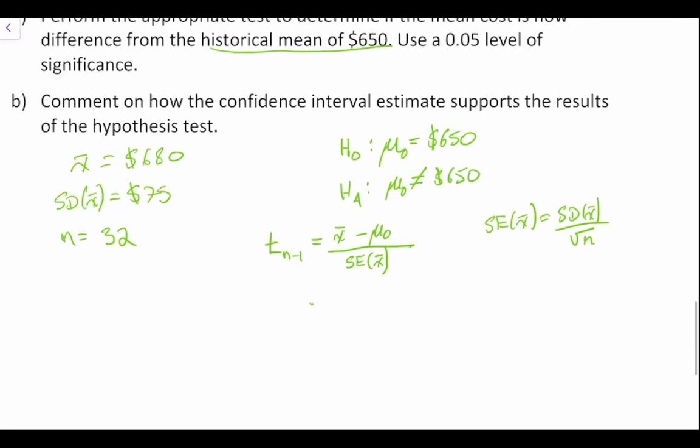So what we're going to do here then is t at 32 minus 1 degrees of freedom is equal to $680. That's the mean of our sample minus mu naught, which is $650, divided by $75 divided by the square root of 32.